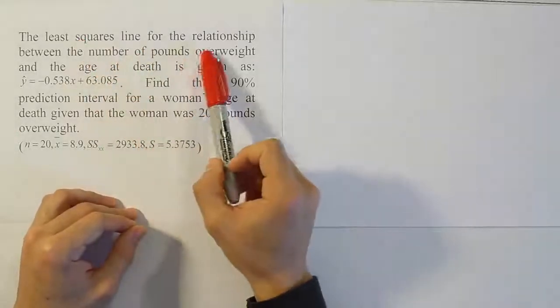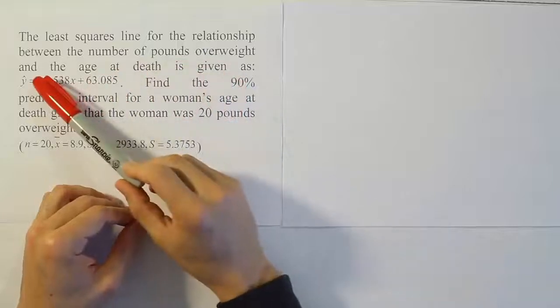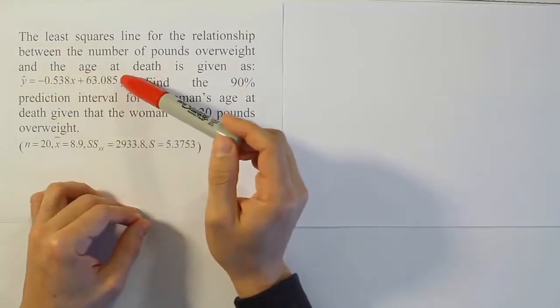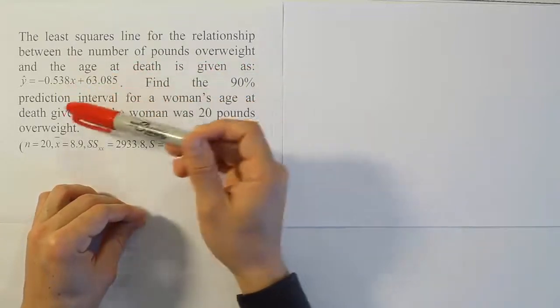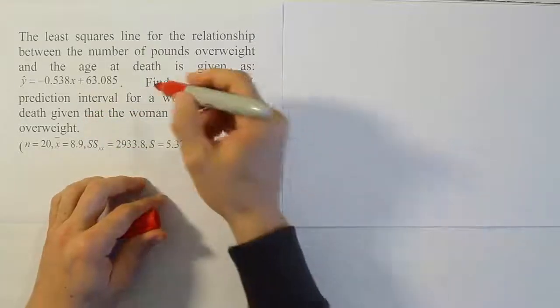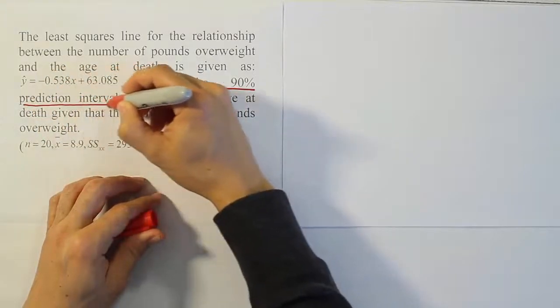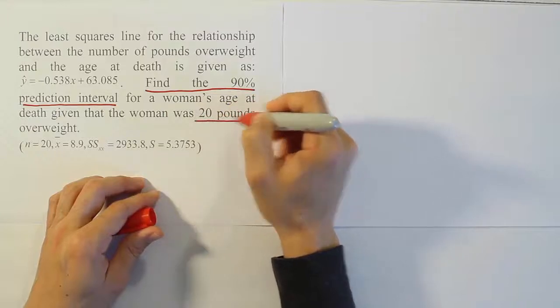The least squares line for the relationship between the number of pounds overweight and the age at death is given as y hat is equal to negative 0.538x plus 63.085. Find the 90% prediction interval for a woman's age at death, given that the woman was 20 pounds overweight. So we're forming a 90% prediction interval, right? For a woman's age at death, given that the woman was 20 pounds overweight.